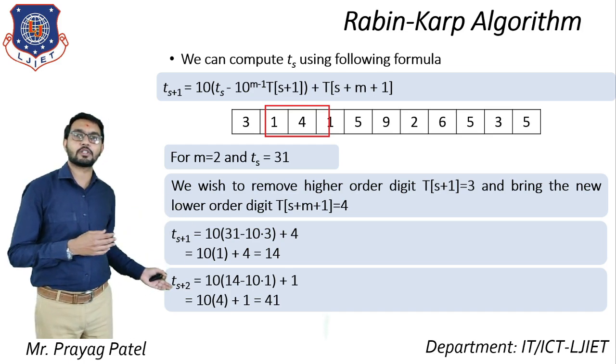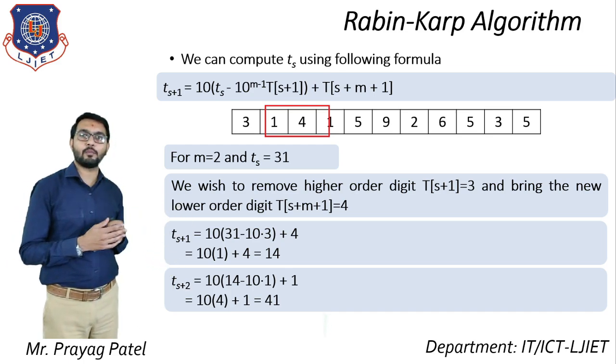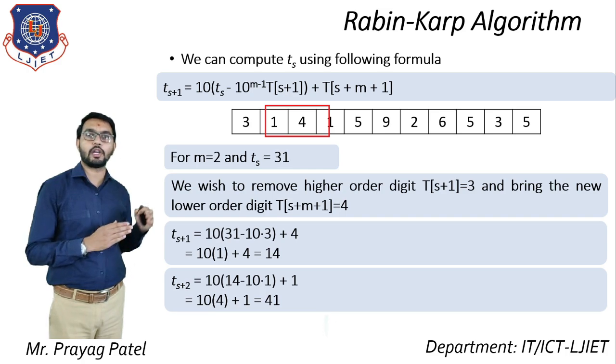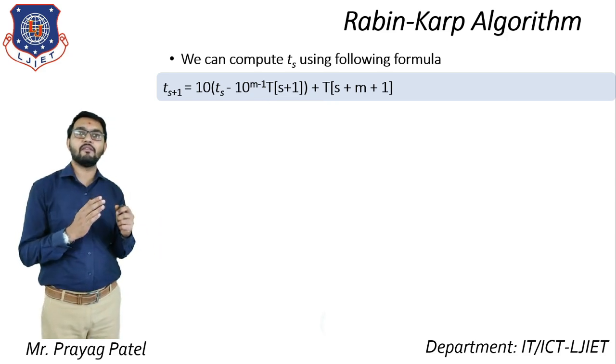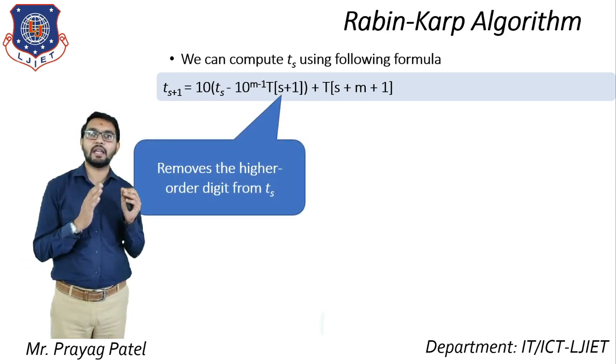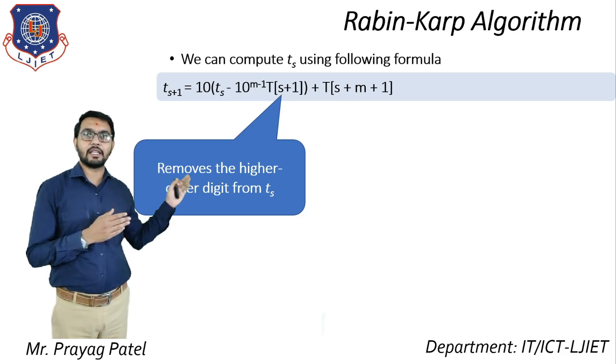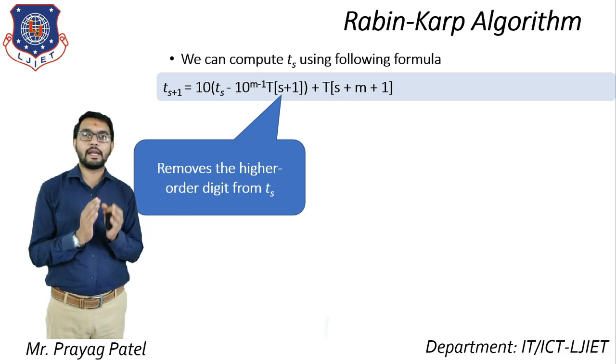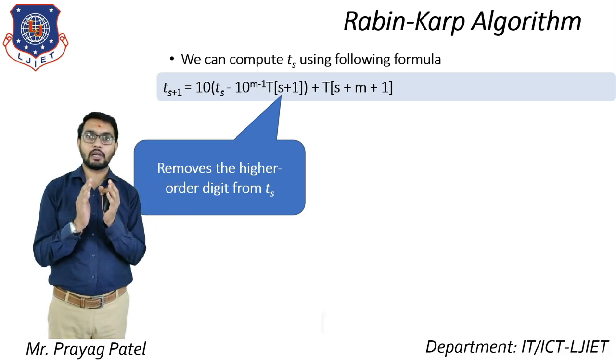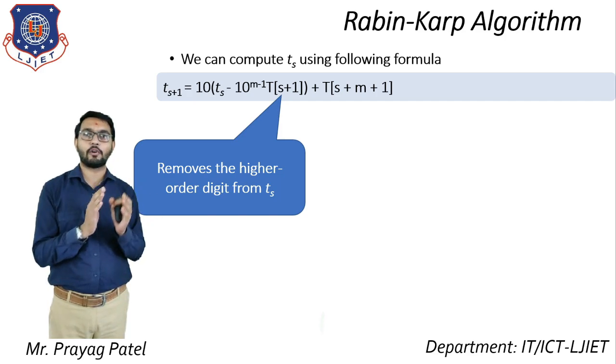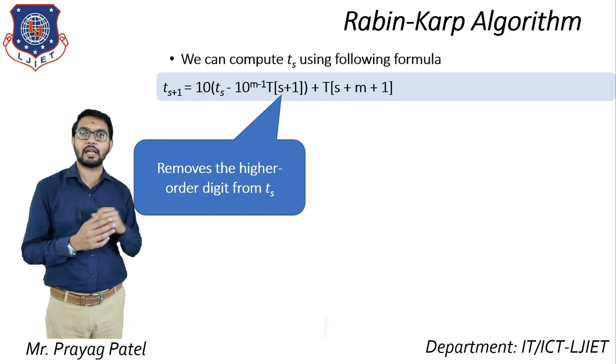For the T of S plus 2 also consider the same process, 10 into 14 minus 10 minus 1 plus 1. So final answer equal to 41. So your next two location consider as a 41. Same way you can find the value for each and every element. So we can say that this formula is used to find the two elements of your text for the matching, or to find the modulo for the given data.